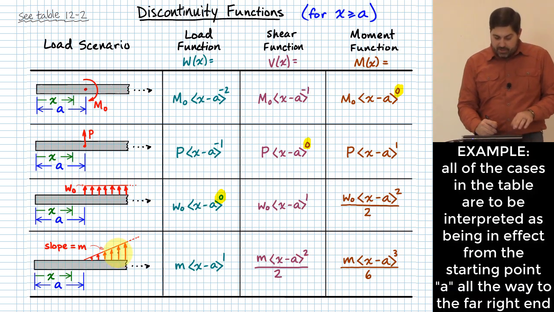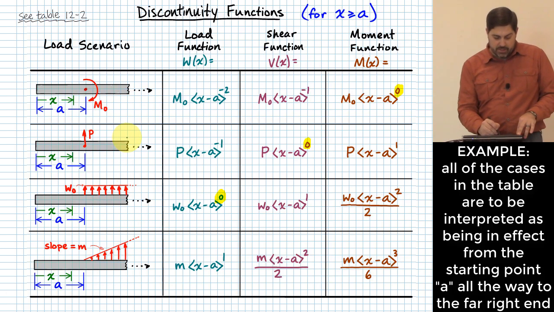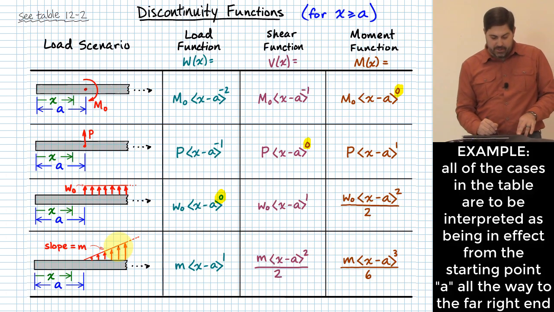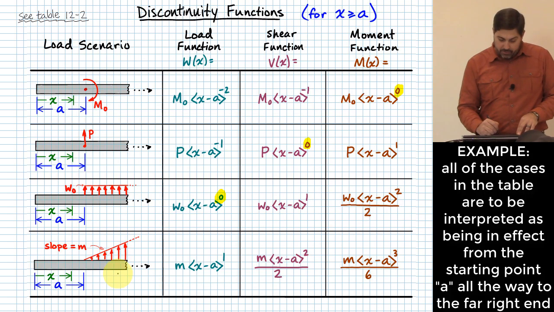And let me mention another thing here too. You'll notice that in the picture for this table, it shows the beam kind of cut off at some location, and it implies, especially on this distributed load as well as on the triangular distributed load, that those continue on past the location where I stopped showing the beam. Here's the implication of what it's saying. What we're saying is that the effect of the load continues on all the way to the far right end of the beam. So that applies to all 4 of these, right?